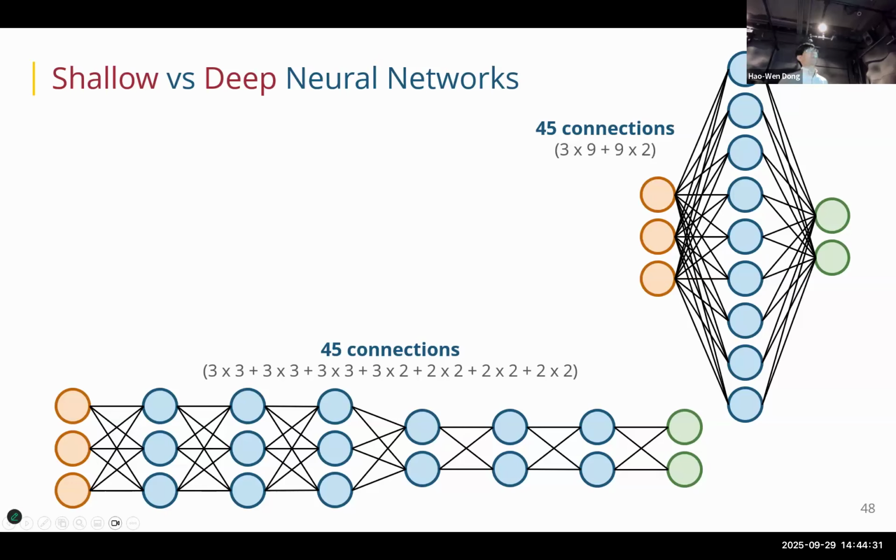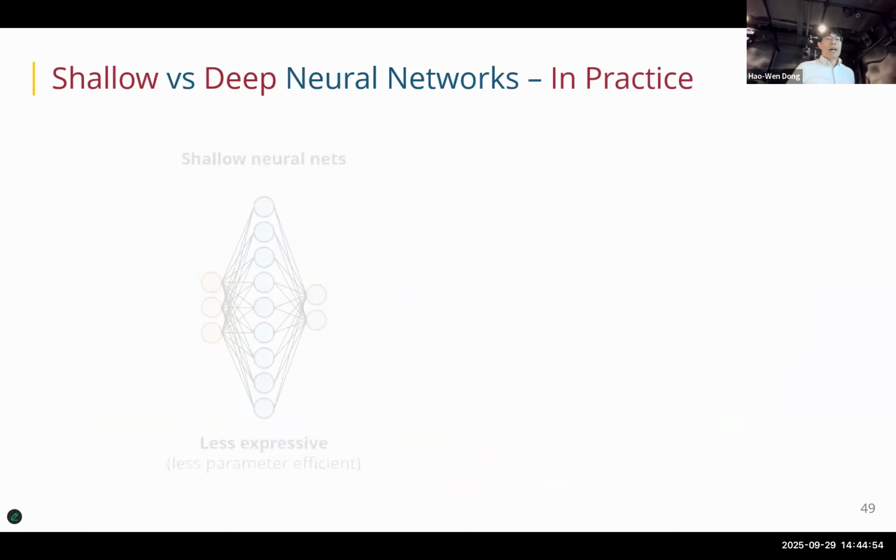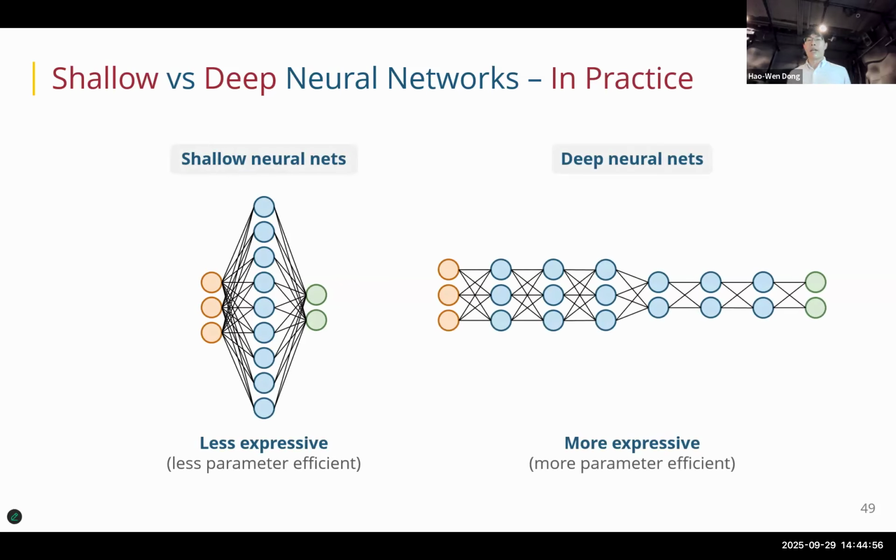Basically we say they are of the same model size. And we also have something in between, in this case, 5, 3, 3. So you have 3 times 5 weights, 5 times 3 weights, 3 times 3 weights, and 3 times 2 weights. So this again is 45 connections. All these 3 models have the same number of parameters and the same model size. And that's basically what we observe in real life.